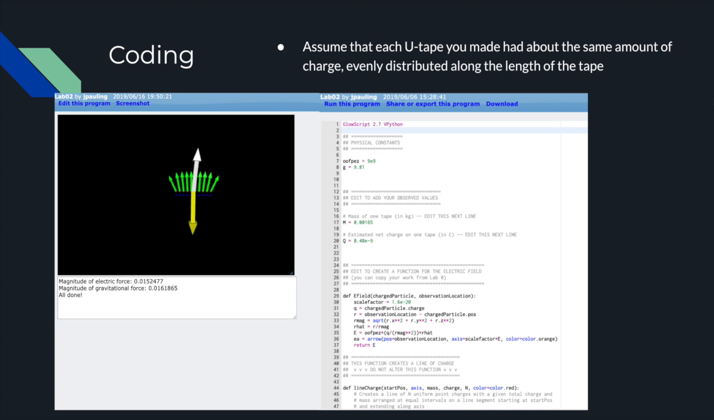On this coding slide, you can see that the electric force on the top tape is nearly equal and opposite to the gravitational force acting on the top tape, because the sum of forces on the tape is equal to 0. When doing this calculation, we must assume that each tape has the same amount of charge evenly distributed along the length of the tapes.